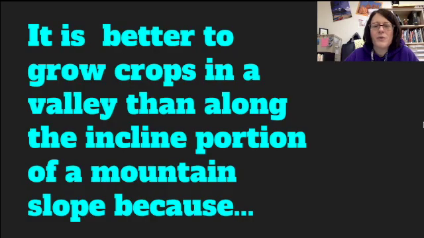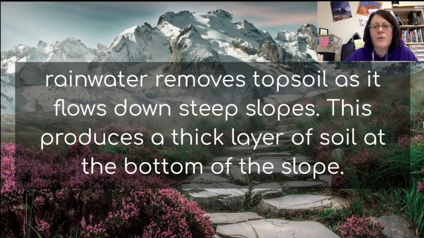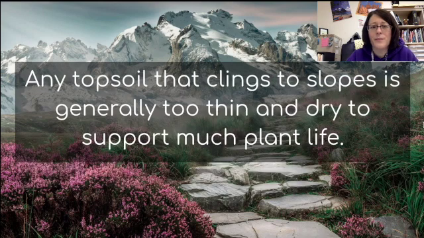Now, it is better to grow crops in a valley than along the incline portion of a mountain slope because rainwater removes topsoil as it flows down steep slopes. This produces a thick layer of soil at the bottom of the slope. So, slopes, not so good for growing things. That topsoil washes right off, especially without vegetation or anything to hold it there. But it gets deposited at the bottom.